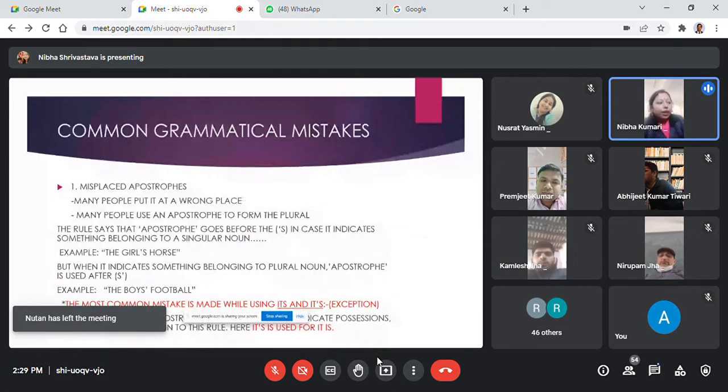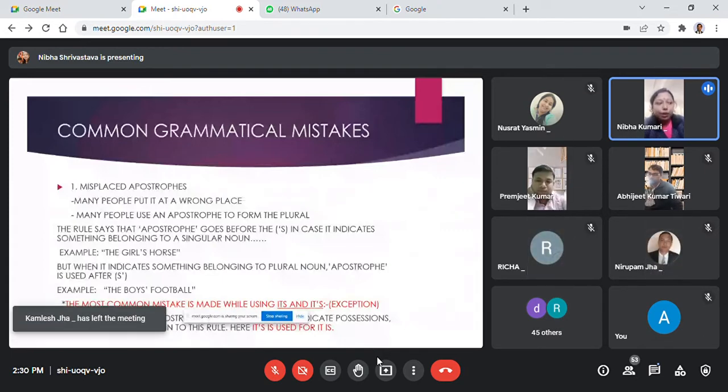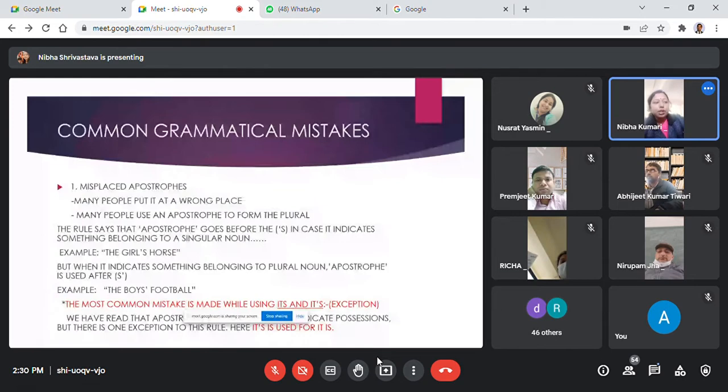But when we talk of a plural noun, as you can see in the example, the boys' football. Here, boys is plural, and we are referring to a football which belongs to a group of boys. So here, see, I have placed the apostrophe mark after S.